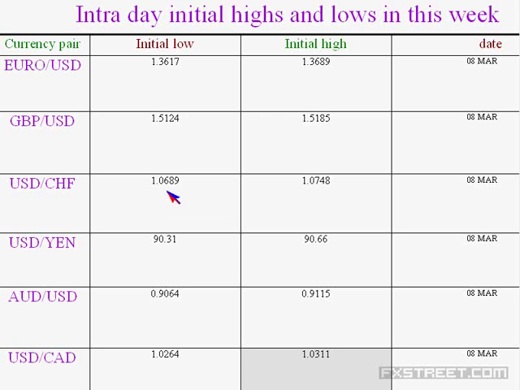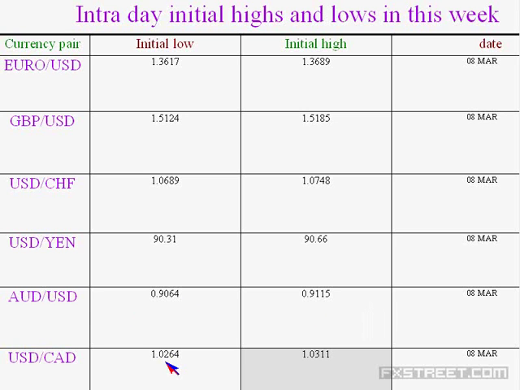In the case of CHF, the high is 1.48, which is intact. And in the case of yen, 90.31 and 90.66 are the levels, and they are not breached. And in the case of Australian dollar, 0.9064 is the low, 0.9114 is the high, 0.9115 is the high, and which is also intact.